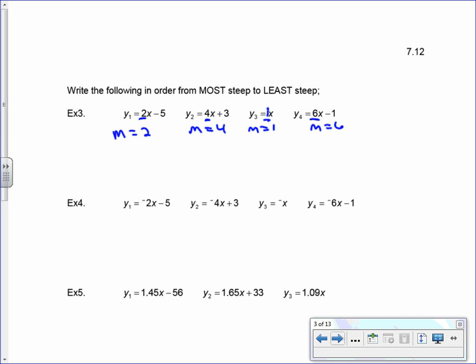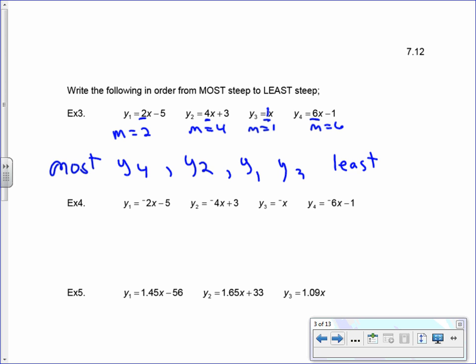So most steep, y4. Next most steep, y2, followed by y1, and the least steep of these 4 choices is y3.